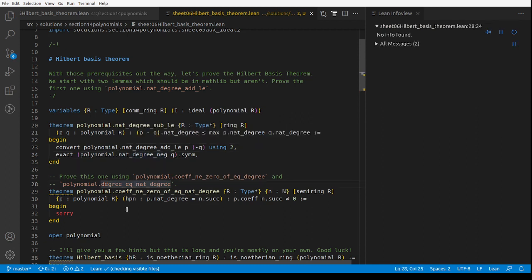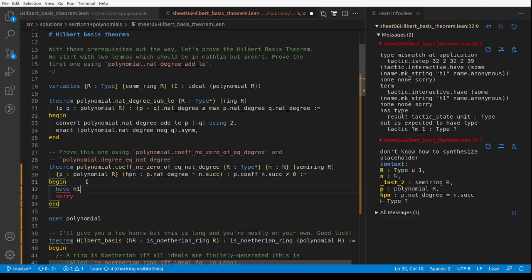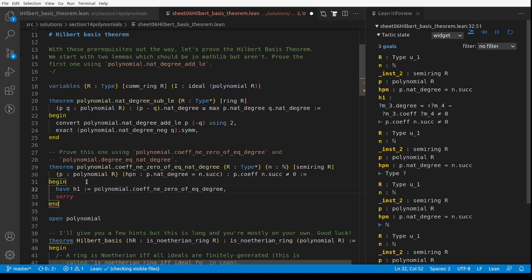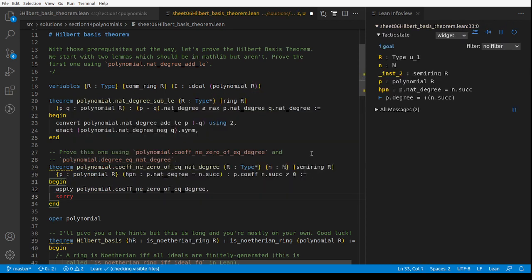And now this one: if the degree is bigger than 0, then the leading coefficient is non-zero. So past me suggests I use this, so have h1 colon is this, and what does that say? H1 says if the degree is equal to something, then so maybe I can just apply this. And now I need the fact that the nat degree and the degree are the same.